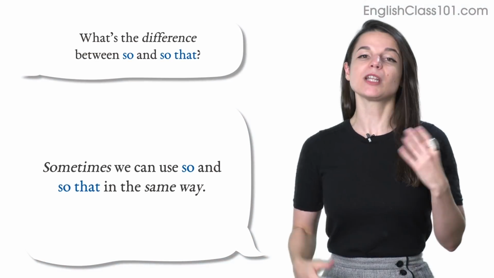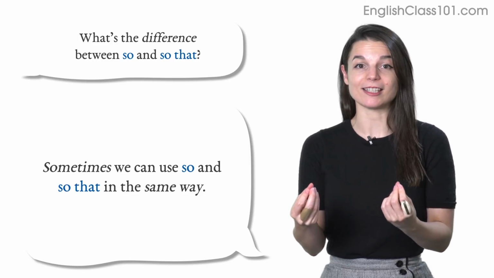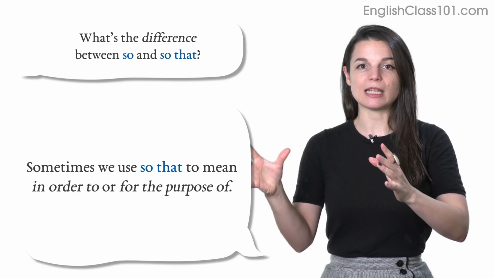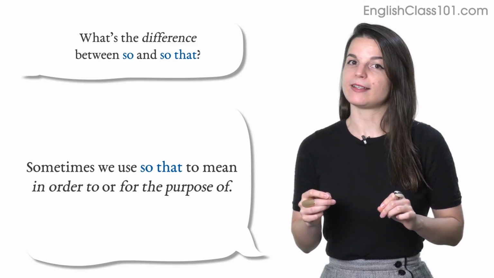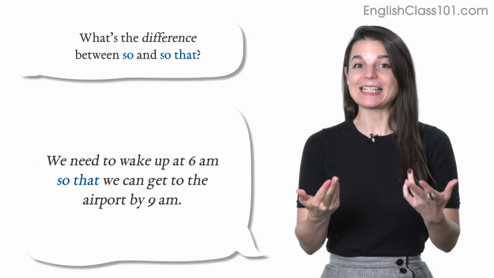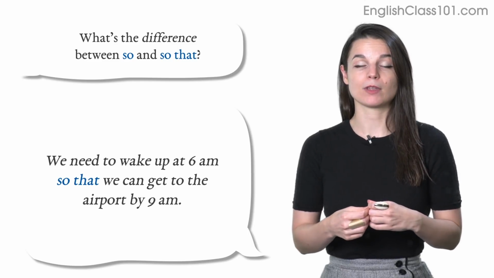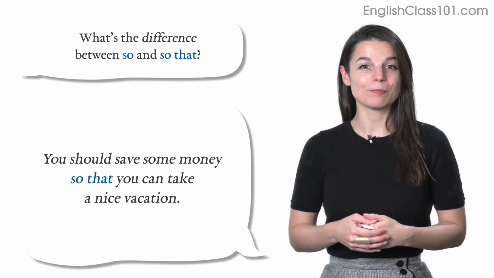Miriam says, what's the difference between so and so that? Okay, sometimes we can use them in the same way. It's just a personal preference decision. So sometimes we use so that to mean in order to or for the purpose of. For example, we need to wake up at 6 a.m. so that we can get to the airport by 9 a.m. Or you should save some money so that you can take a nice vacation.